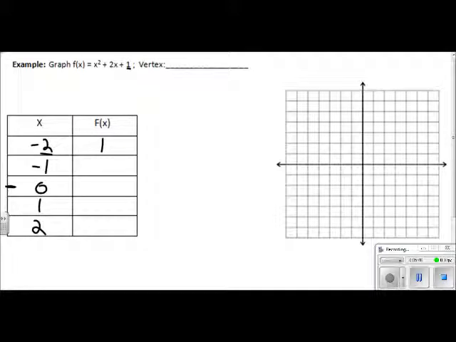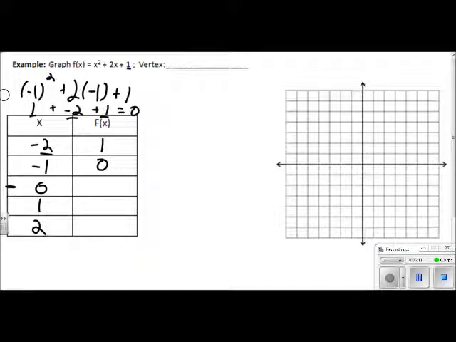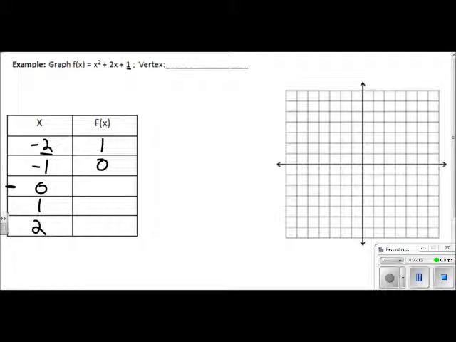Trying our other point here, we would plug in negative 1 and say negative 1 squared plus 2 times negative 1 plus 1. Negative 1 squared is 1. 2 times negative 1 would be plus a negative 2, and plus 1. Well, 1 and 1 is 2, minus 2 equals 0. Okay, we're going to want to try that for all of our points.